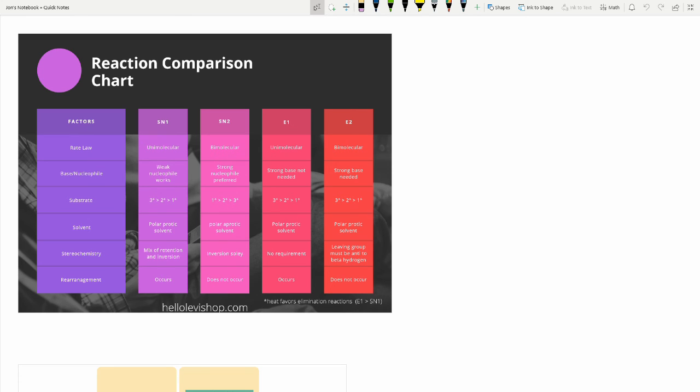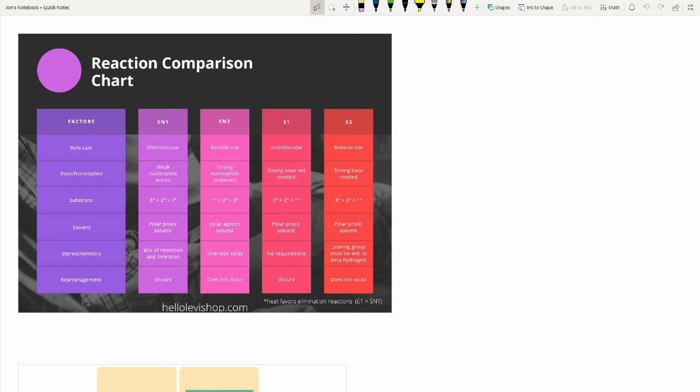With E1 reactions, rearrangement can occur, while with E2 reactions, no rearrangement is possible. With E1 reactions, they form a carbocation. Again, the carbocation can rearrange to form a more stable carbocation through hydride or alkyl shifts. E2 reactions are concerted and do not form a carbocation, thus no hydride or alkyl shifts can occur.